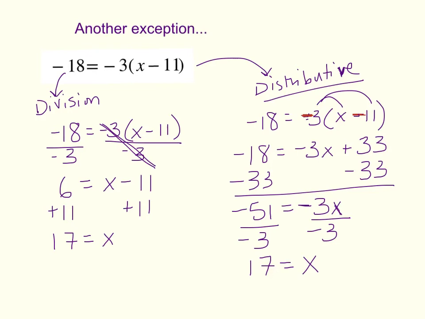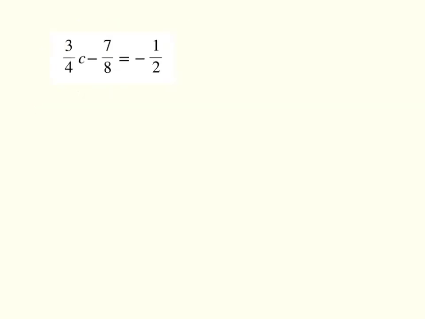I think we're going to look at one more exception to the rule, and then we'll look at what we're going to do in class after we have worked on solving some equations like this. Okay, 3/4 c minus 7/8 equals negative 1/2.